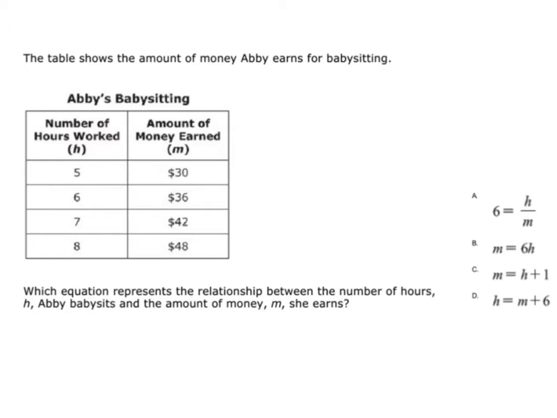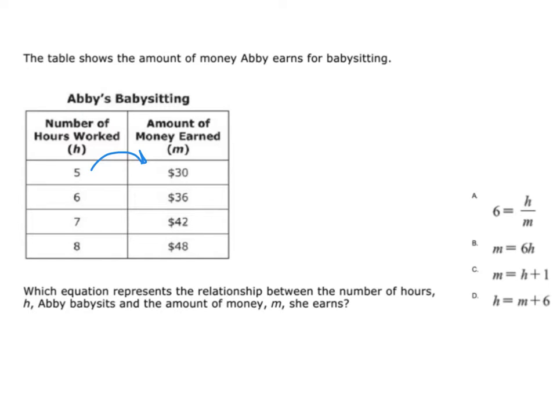So the equations problem says the table shows the amount of money Abby earns for babysitting. We have a data table that shows the number of hours that she worked, and we have the amount of money that she earned based on those hours. So if we look at the relationship that's happening in the table, remember when we are dealing with an equations problem, we want to look not just down each column of the table, but we want to look across.